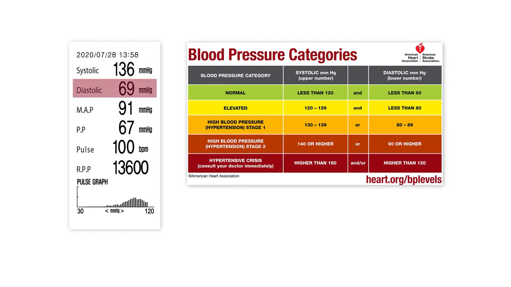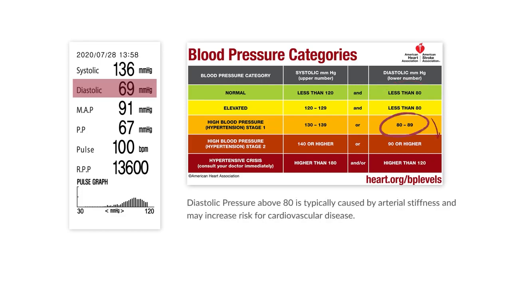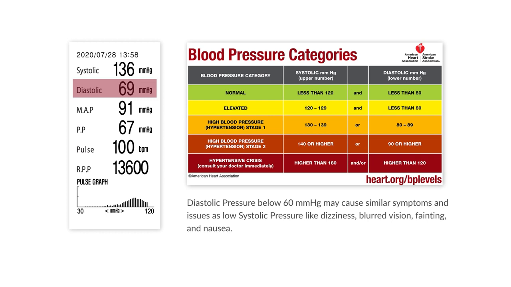The optimal range for diastolic pressure is between 60 to 80 millimeters of mercury. Diastolic pressure above 80, known as isolated diastolic hypertension, is typically caused by arterial stiffness and may increase risk for cardiovascular disease. General ways to lower your diastolic pressure is to focus on heart-healthy foods, limit saturated and trans fat, and reduce sodium intake. Diastolic pressure below 60 may cause similar symptoms and issues as low systolic pressure, like dizziness, blurred vision, fainting, and nausea.